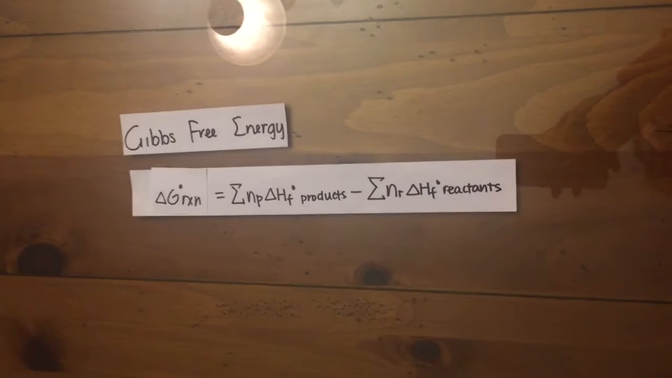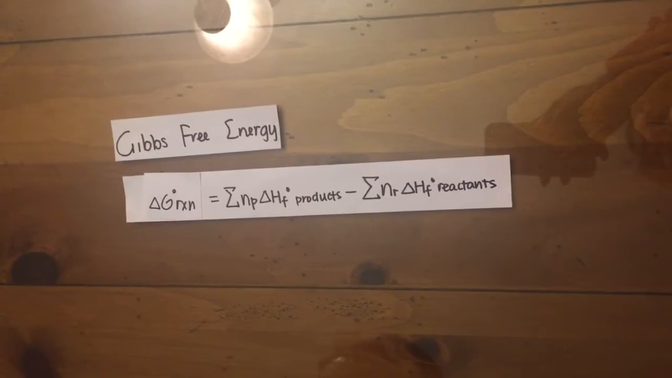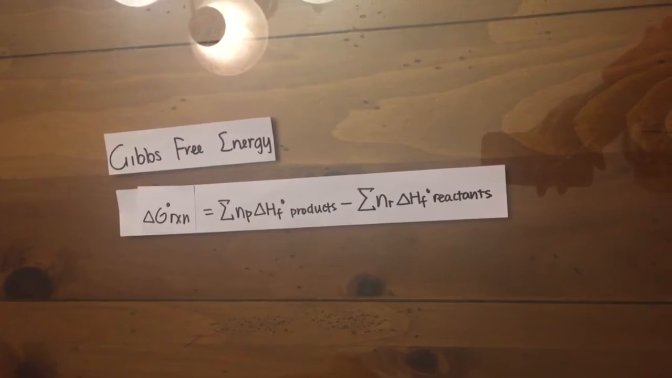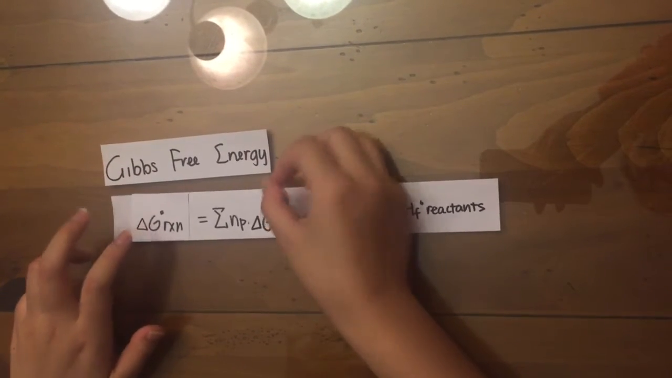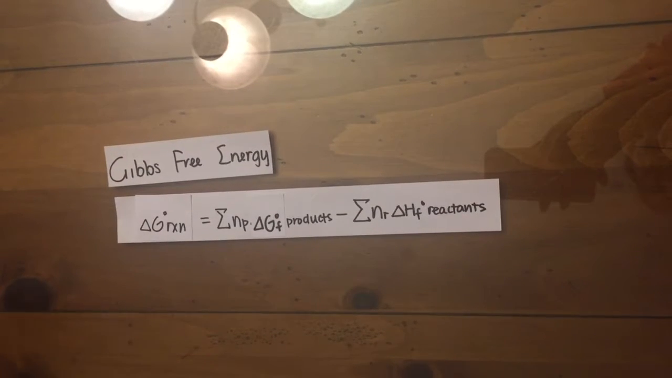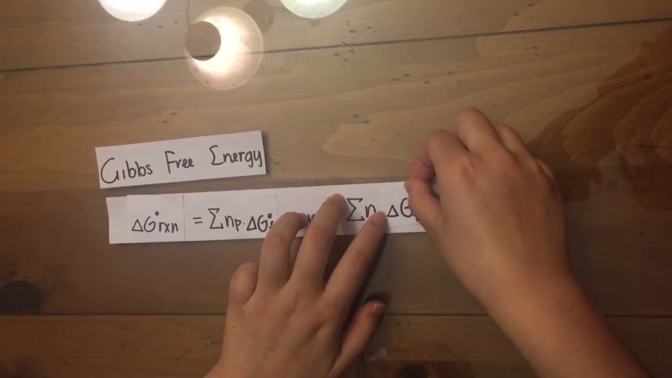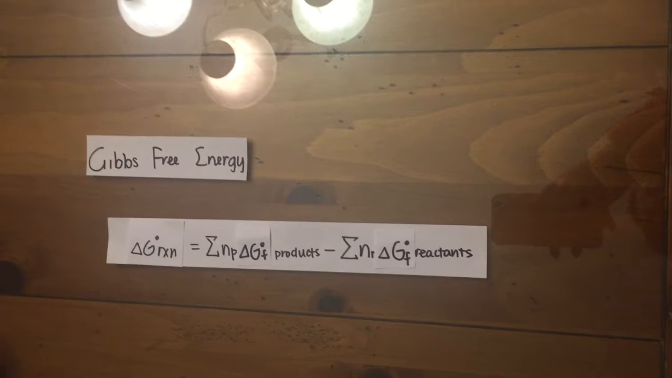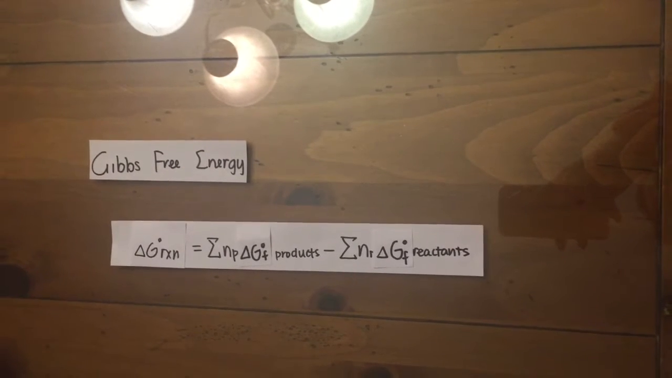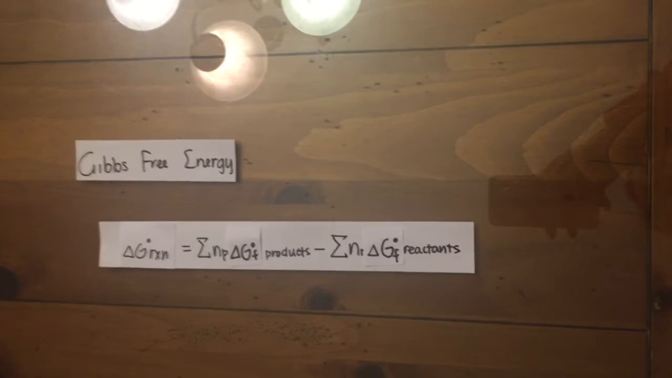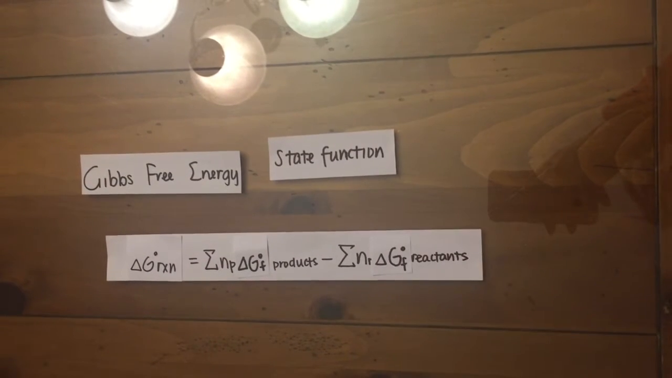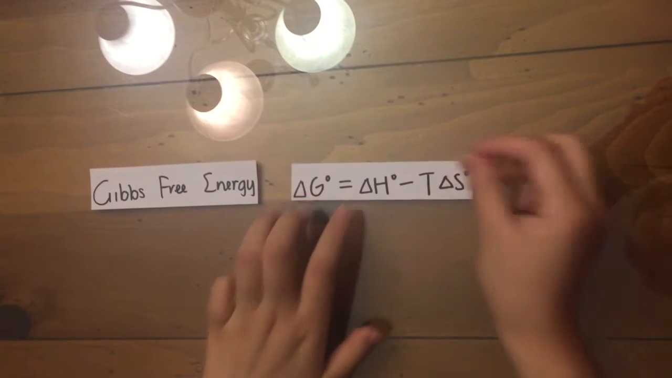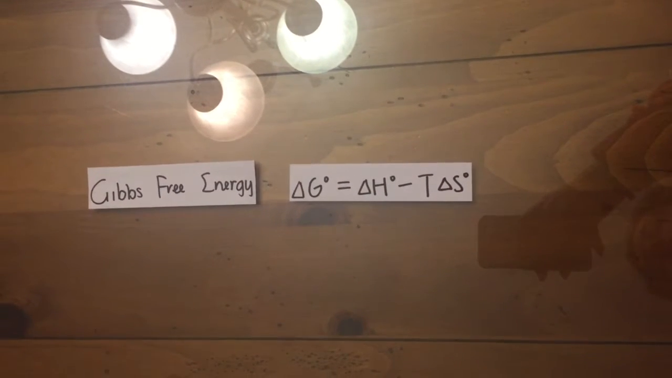Similar to Hess's law, we calculate the change of free energy in one reaction by using the sum of free energy in the products minus the sum of free energy of the reactants. Because the function is so similar to the Hess's law function, it means Gibbs free energy is also a state function. Another way to calculate Gibbs free energy is by using the enthalpy and entropy and temperature of the reaction.